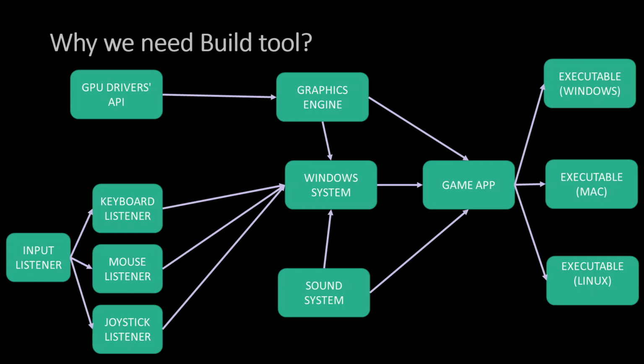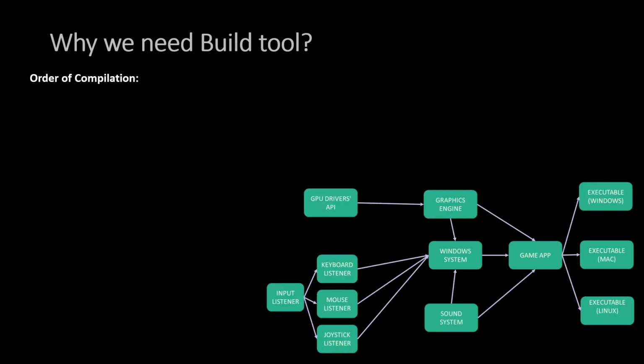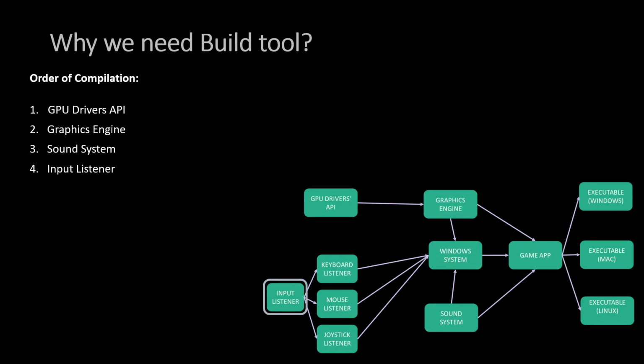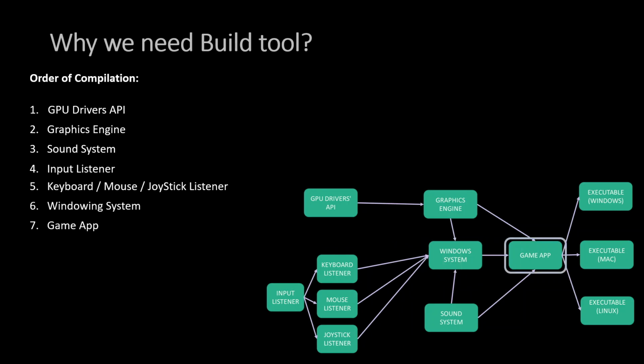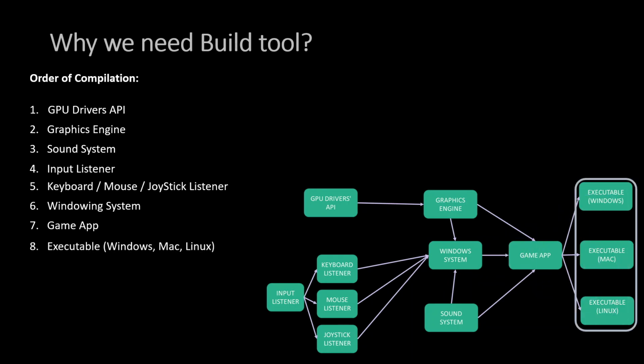One of the orders of execution for compiling the complete game for all three platforms is: firstly we compile the GPU drivers, and then the graphics engine, then the sound system, then we create the input listener class, and then compile each of the listener objects for each of the input devices. Only then do we compile the window system. Finally, when all the dependencies are met, we compile the game app for each of the three platforms.